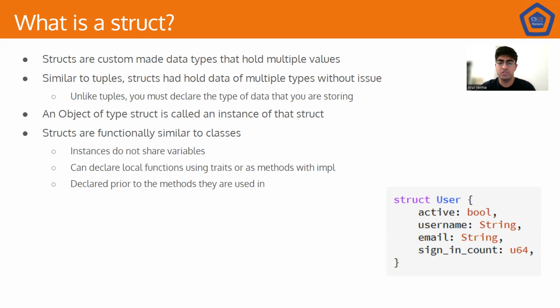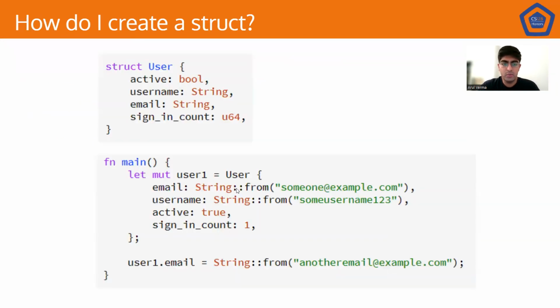And you can declare those functions using a trait or with a method, and you can declare other functions with the impl keyword, sorry, I should say. And much like other things in Rust, you can declare structs prior to the methods in which they are actually being used in. And we talked about this last week. This is some sample code we looked at to how to create a struct. Here we have a struct user with our data inside. We create a mutable instance of this user, and then we modify the email of this instance that we've created.